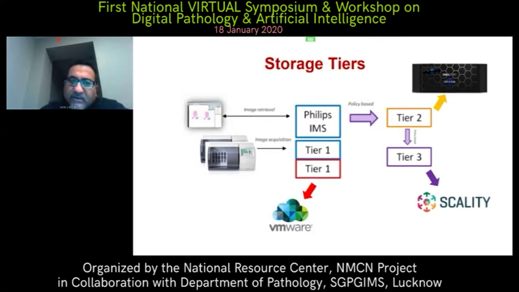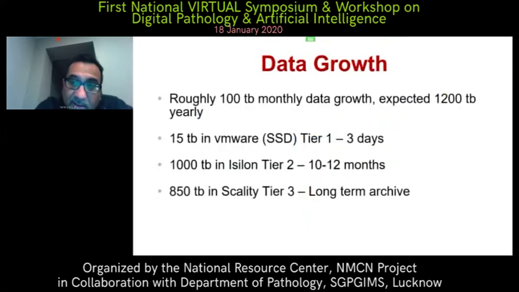Our data growth is roughly 100 terabytes monthly, which is expected to be 1,200 terabytes yearly. If you distribute that across the 3 tiers, we have 15 terabytes in VMware, which is 1 to 3 days. We have 1,000 terabytes in Isilon, which is tier 2, and then we have 850 terabytes in Scality, which is the long-term archive.